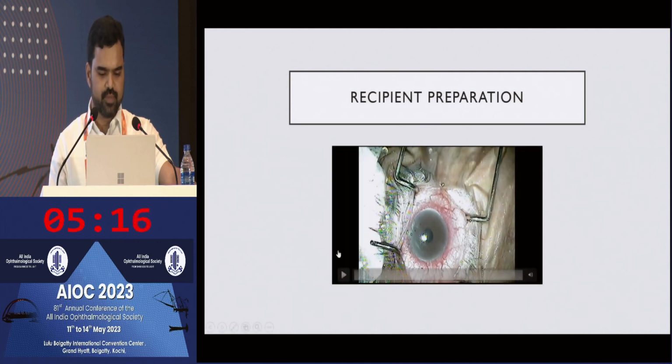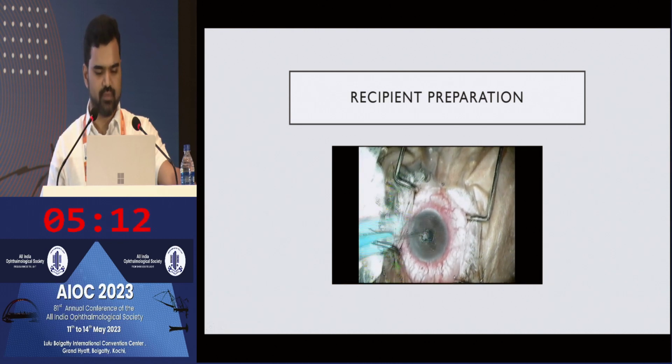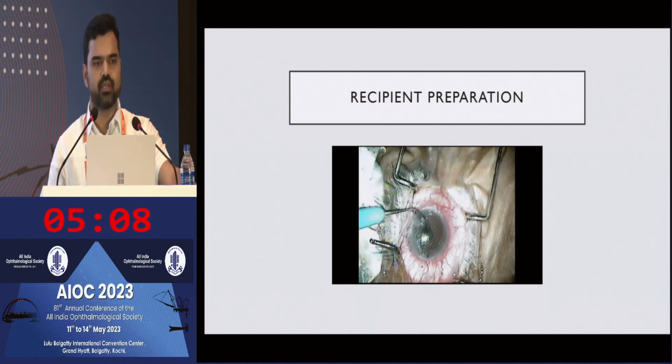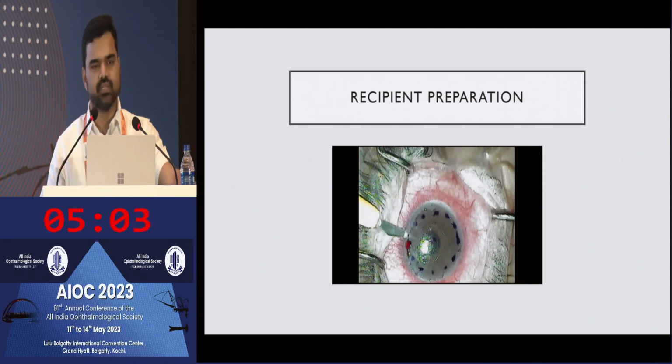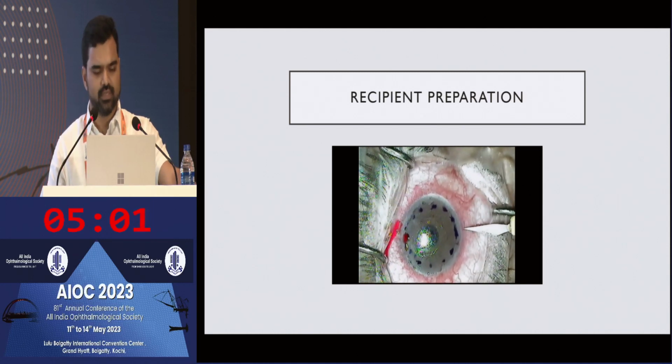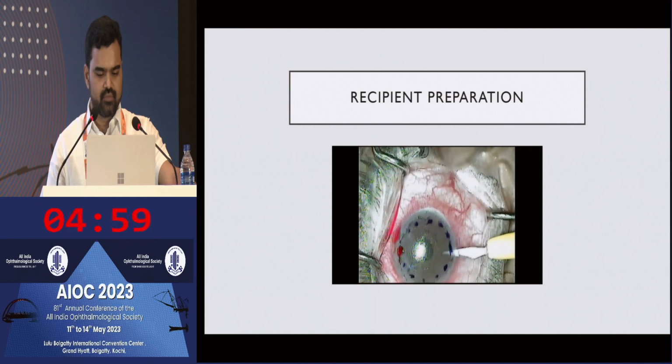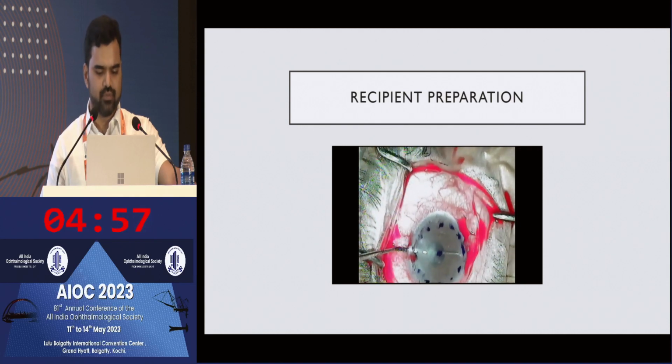For the recipient preparation, you need to remove the epithelium most of the time to get a clear view of the anterior chamber. You can then mark the anterior corneal surface, which acts as a guide for your Descemetorhexis, which in turn depends on the white to white diameter of the cornea. I am sitting temporally, so you can make two side ports.